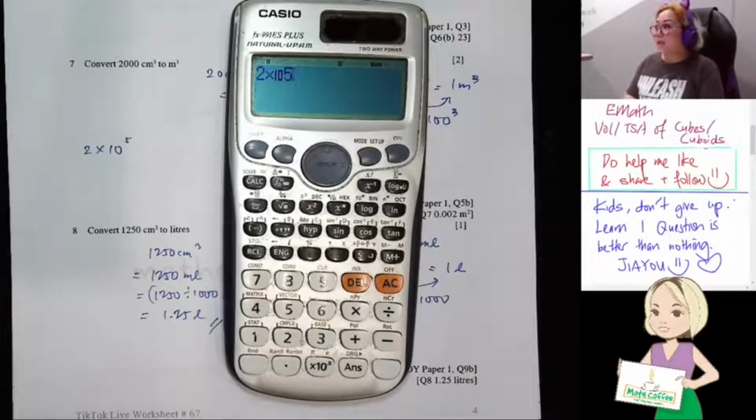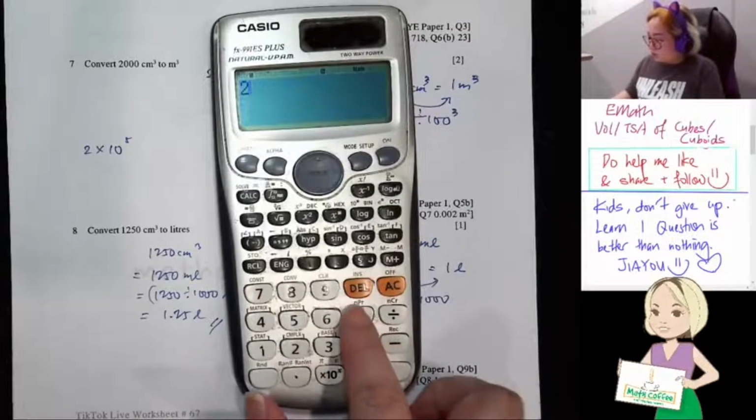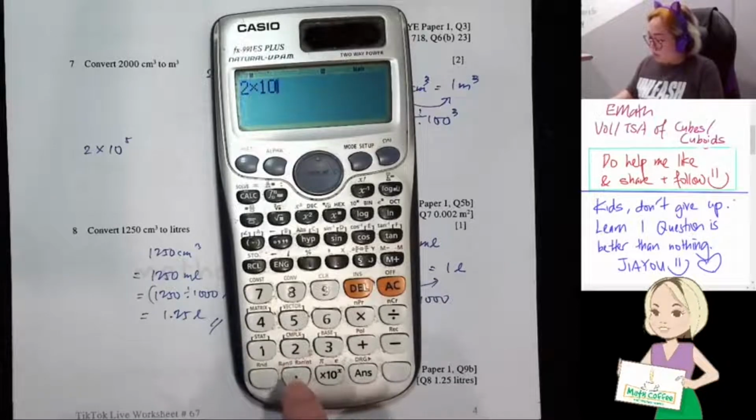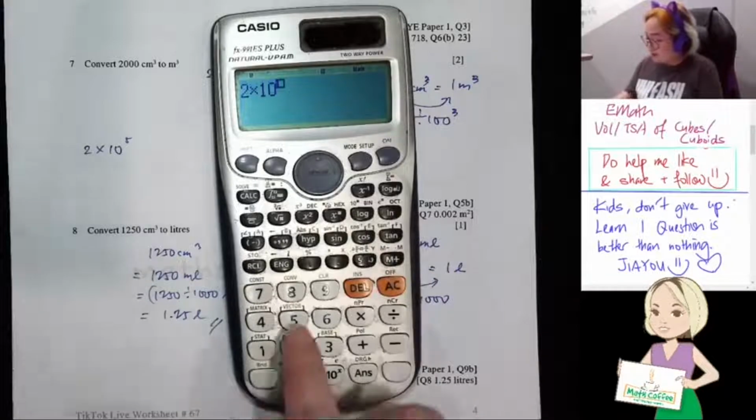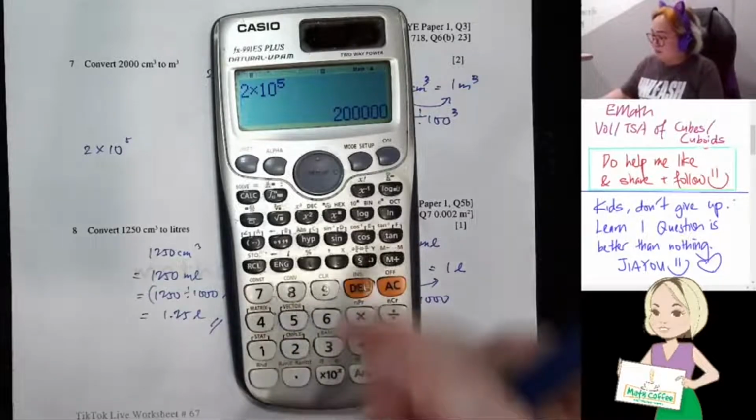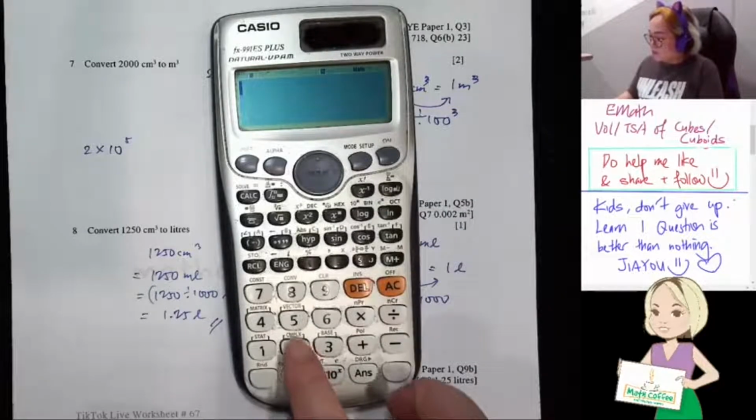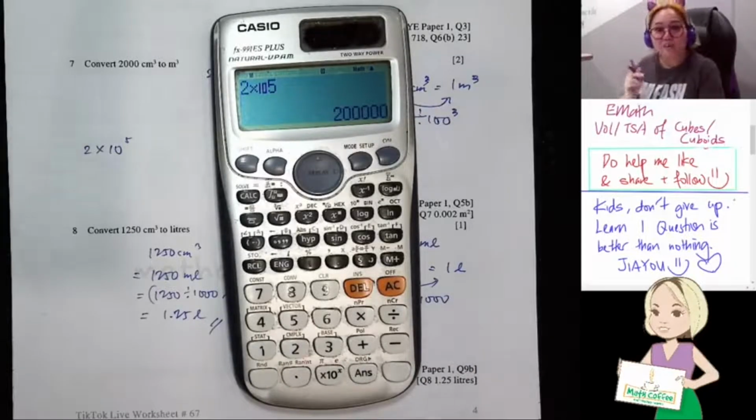Let's see how many buttons I save. 1, 2, 3, 4, 5, 6. I press 6 times. Now I change this one: 1, 2, 3. I save half of my steps. Correct now? Okay?